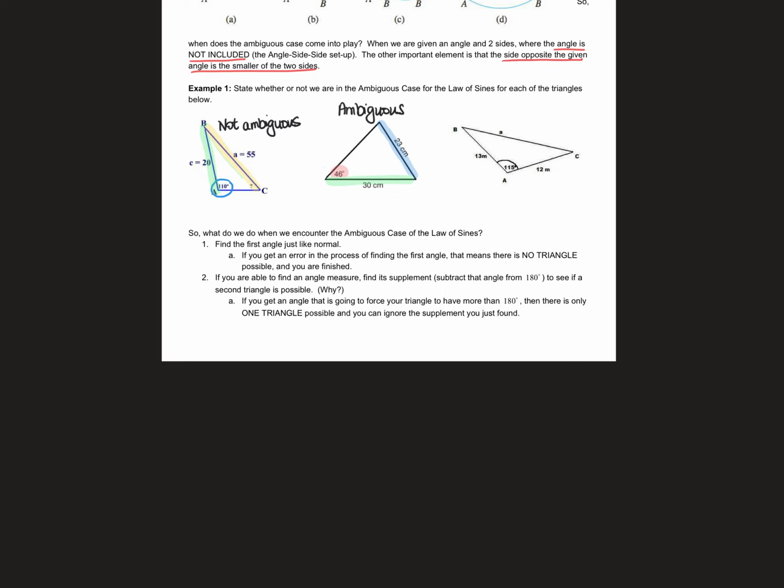And then finally, let's try the last one here. So here's my angle, 115. Here's one side. Here's another side. And this time my angle is included. It's in between the two sides that I'm given. Therefore, right off the bat, we can say this is not ambiguous.